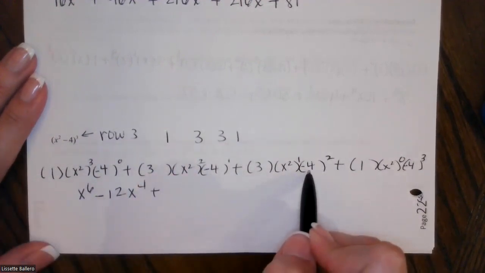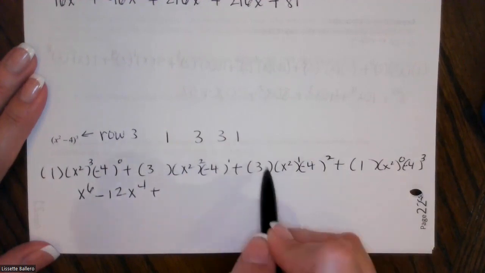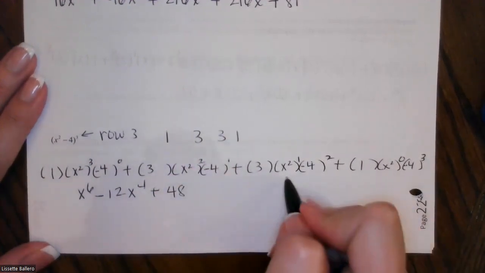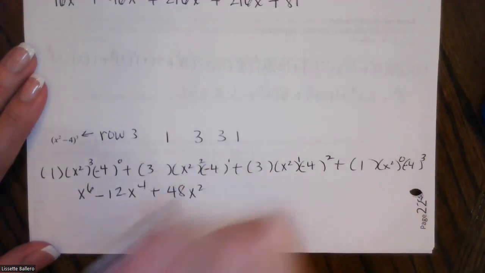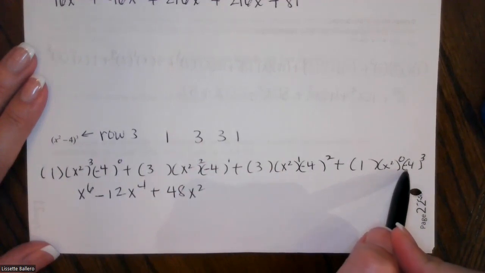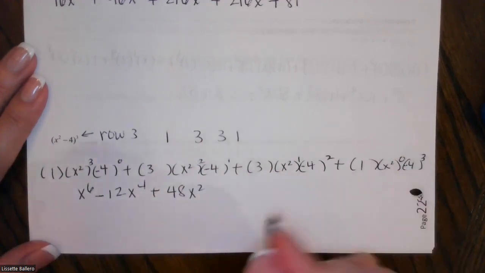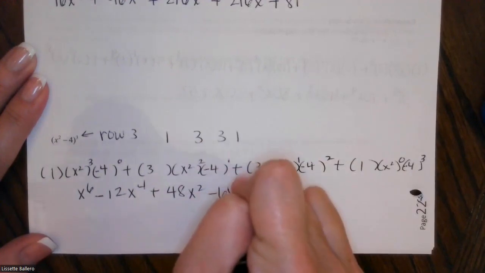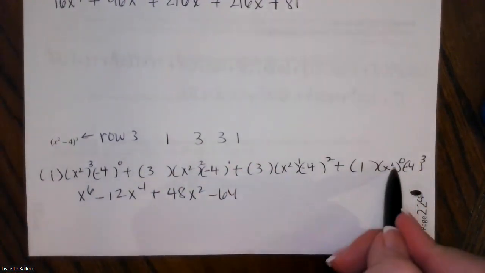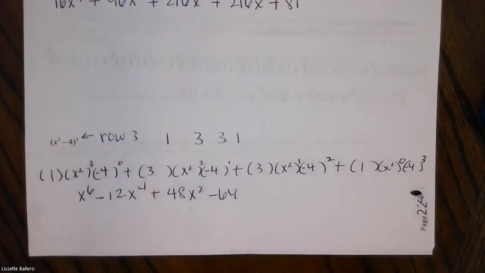For our next term here, negative 4 squared, that's 16 times the 3 is going to be 48. And then the x squared to the 1st power is just x squared. Our last one here, we've got negative 4 to the 3rd power, which is negative 64. And since the x is raised to the 0 power, 0 times 2 is 0, and x to the 0 power is 1. So that would be our binomial expansion. Make sure that you can expand those so you don't have to do the extra math multiplying everything out.